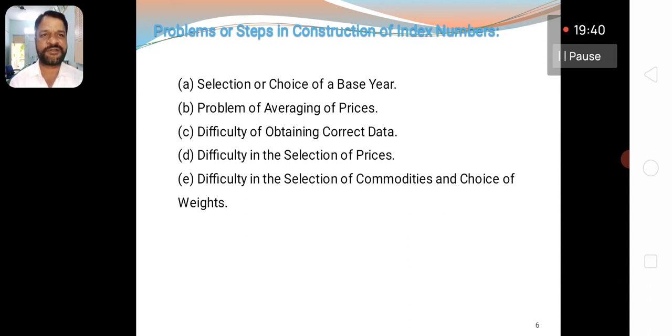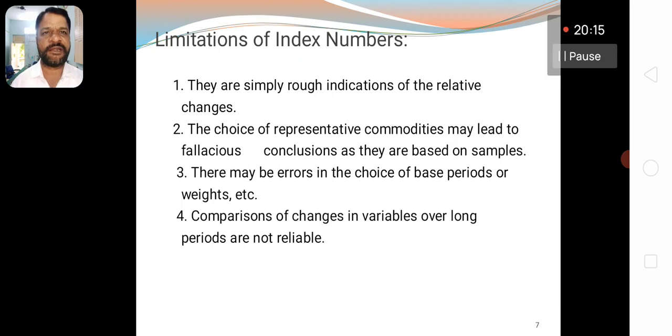At the time of selection of the prices of the commodities, one has to contact the marketing inspector to find the price of a particular commodity, and also the price that is charged in the departmental stores; those prices are to be taken. And the last one is the difficulty in selection of commodities and choice of weights. What commodities are included in the construction of the index number is also important, and what weights are to be selected should also be taken into consideration.